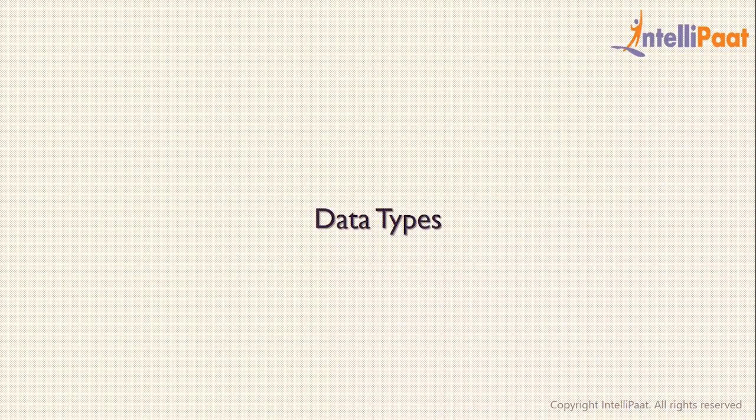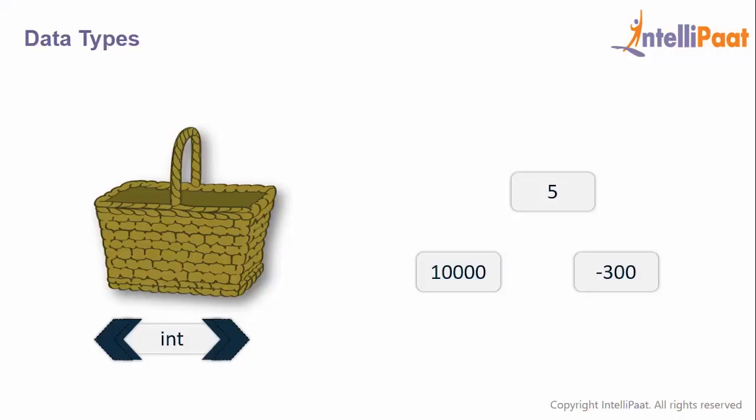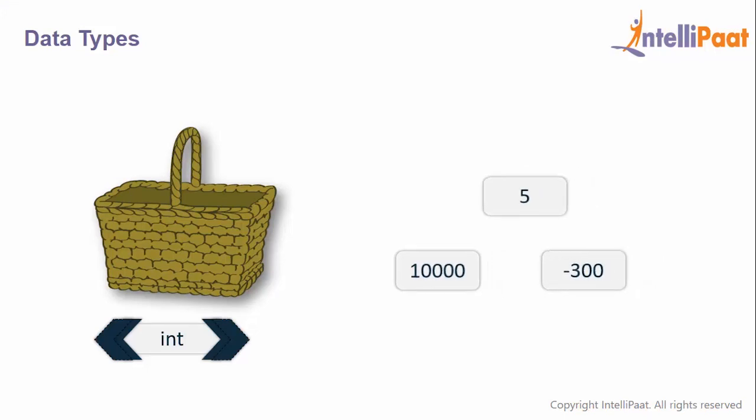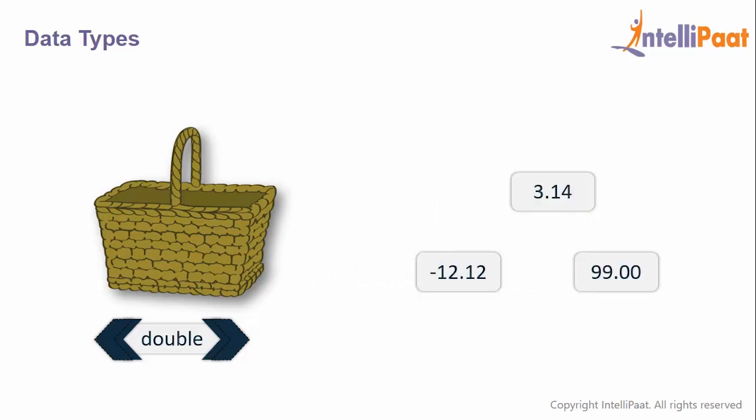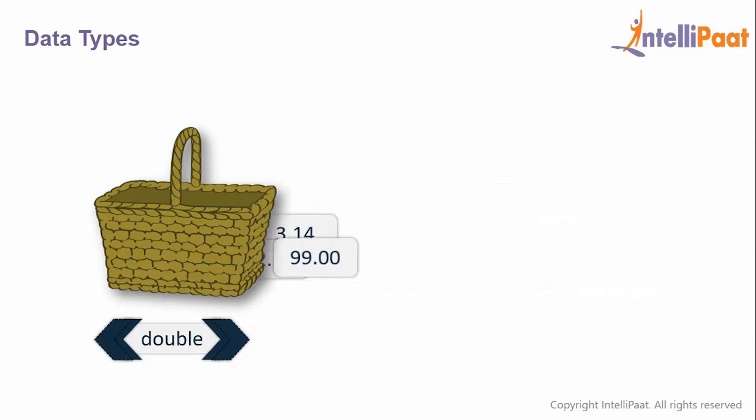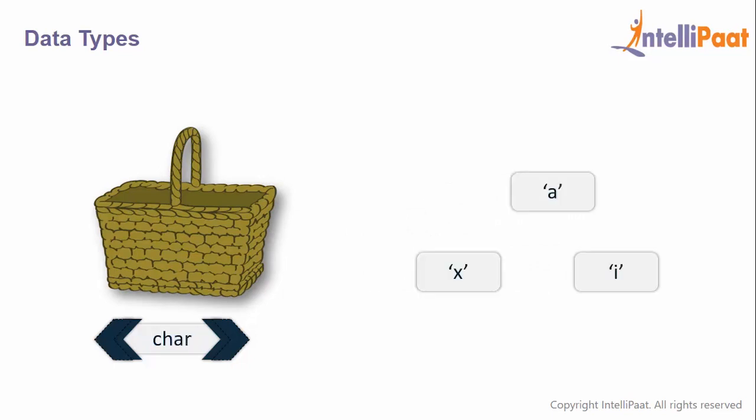Now, every variable is associated with a data type. So let's look at the different types of data a variable can store. First in the list is integer data type. A variable can hold integer values like 5, 10,000 and -300. You can also store floating point numbers like 3.14 and -12.12. Java also permits you to store individual characters like A, X and I.